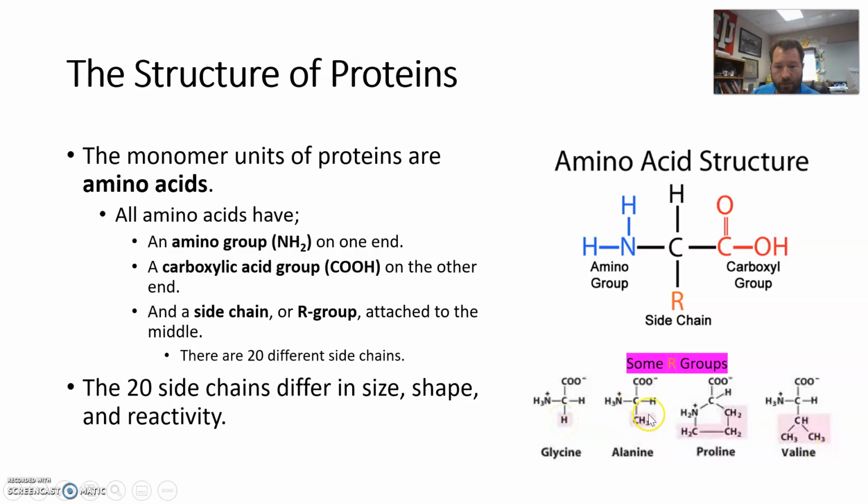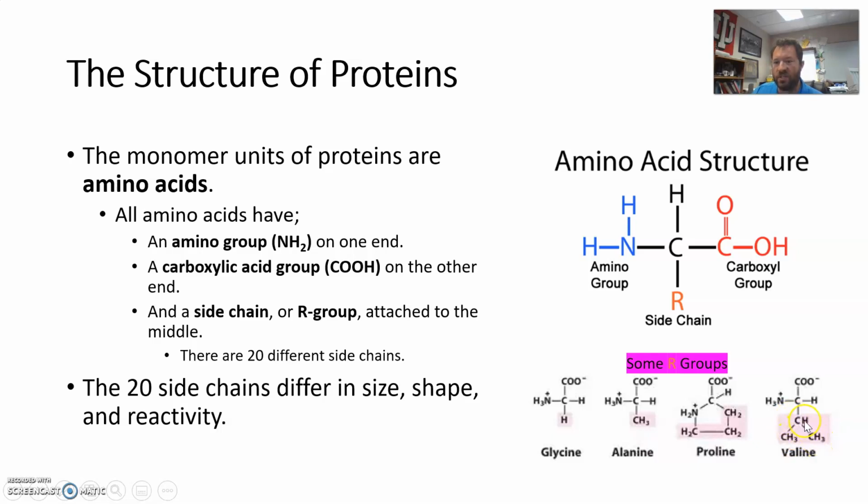Alanine, another very simple amino acid. Again, it has the amino group, the carboxyl group, the hydrogen, and its R group is just a methyl, which is carbon and 3 hydrogens. Pretty simple side group there. Proline gets a little bit more complex. You can see proline has a little bit bigger, a little bit different shape. And here's valine. Again, a little bit different shape.